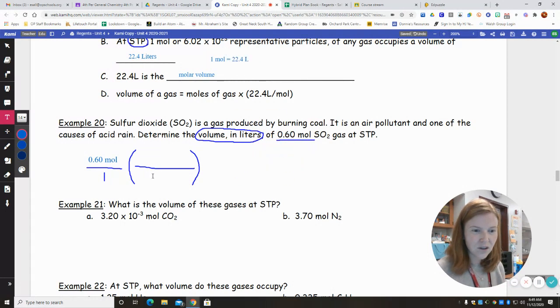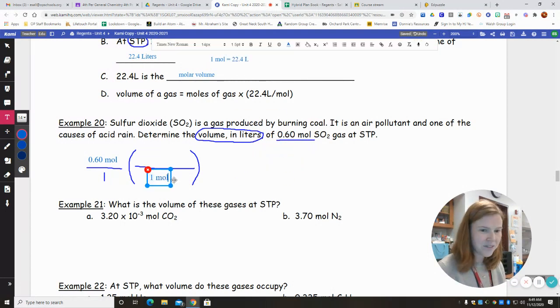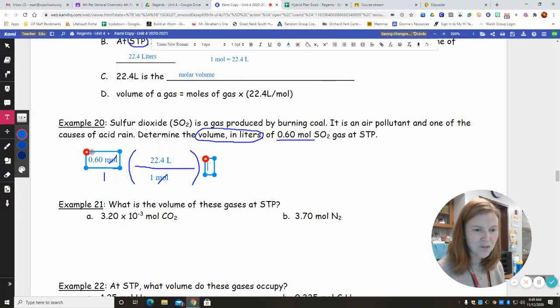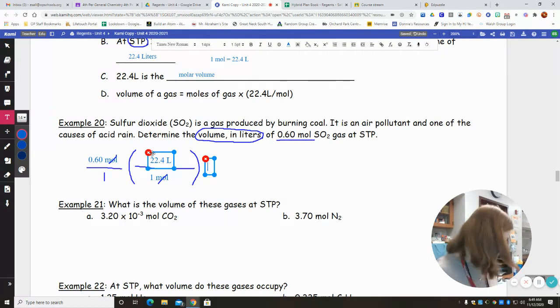Yay. So make sure that you set it up so that your units cancel, which means 1 mole goes in the denominator, 22.4 liters goes in the numerator. If you set this up correctly, your units should cancel. So mathematically, what I am doing, 0.60 times 22.4. You're going to get an answer in your calculator.